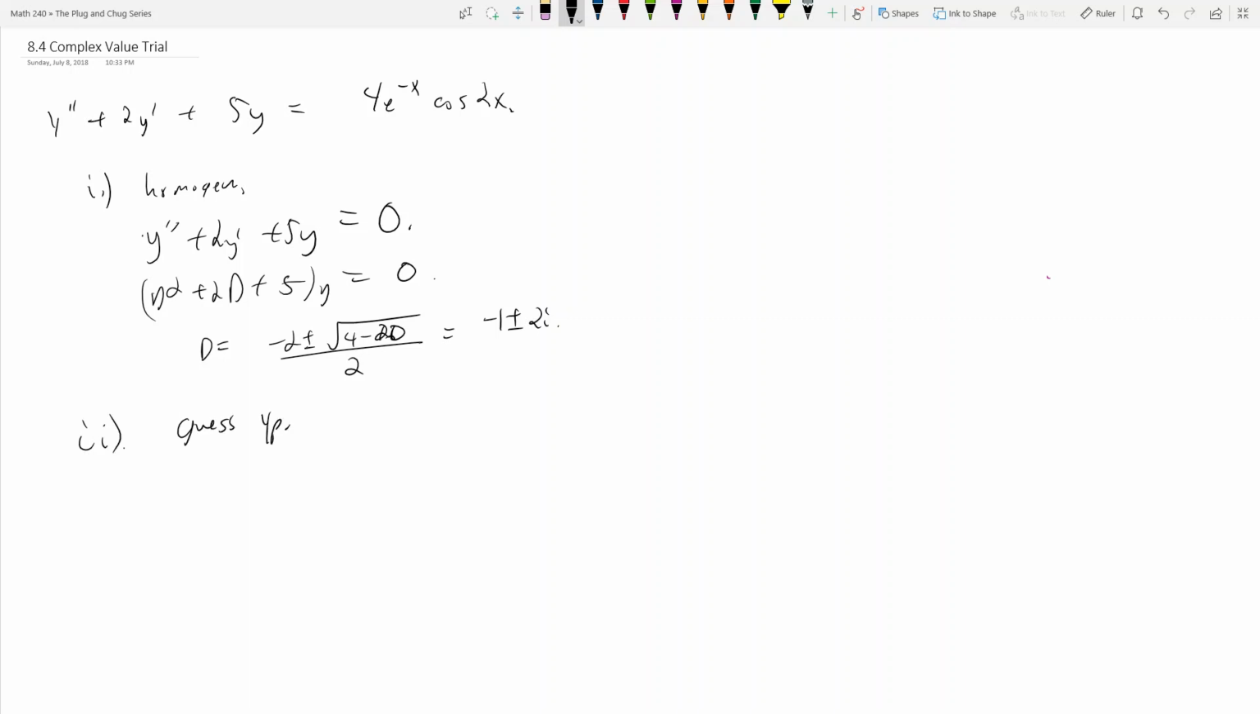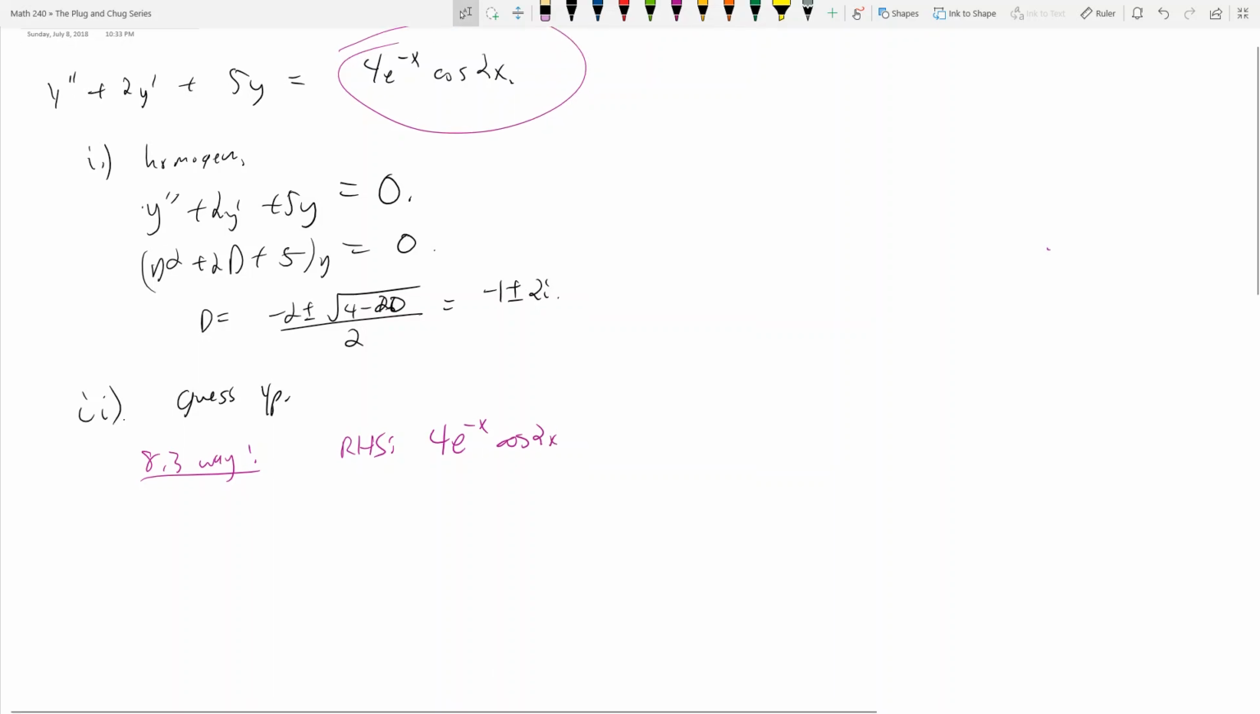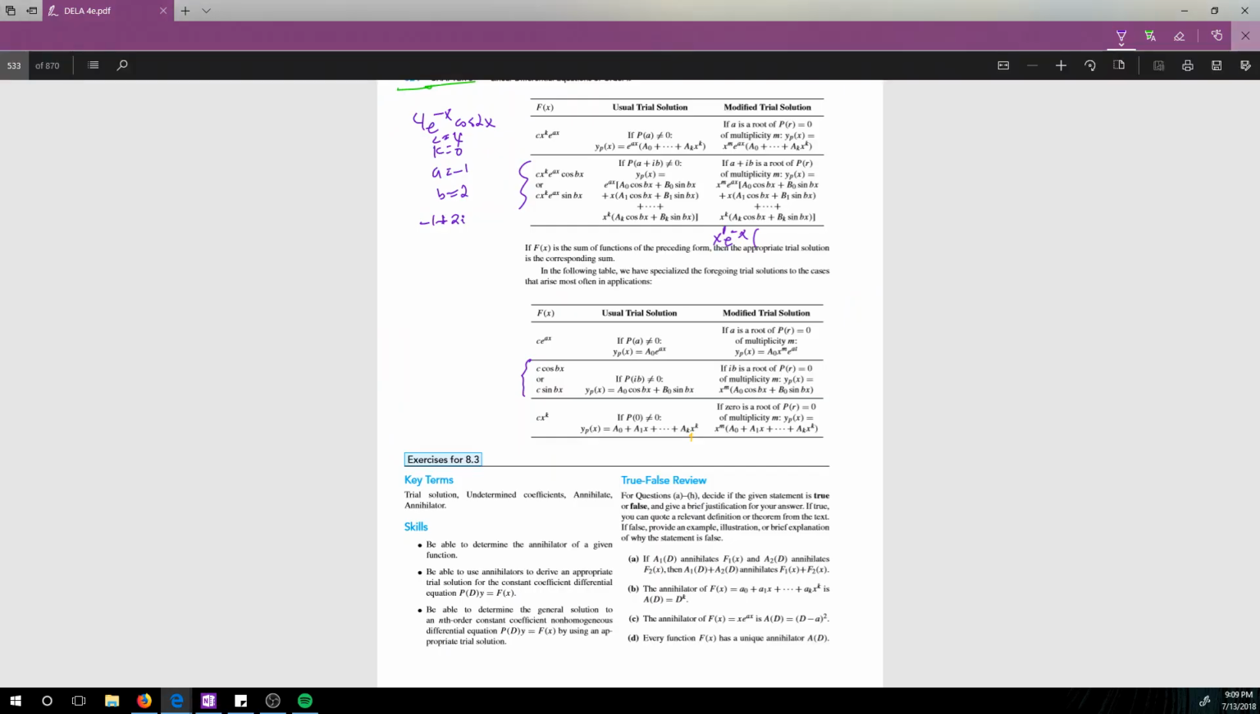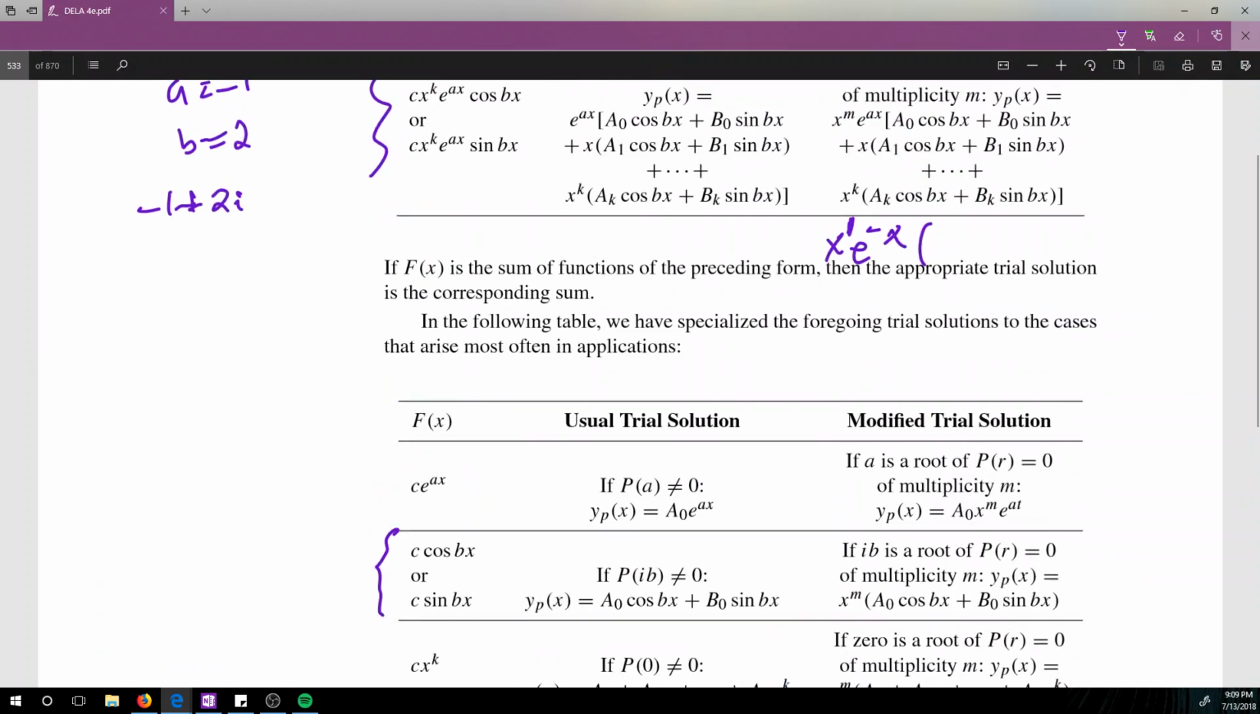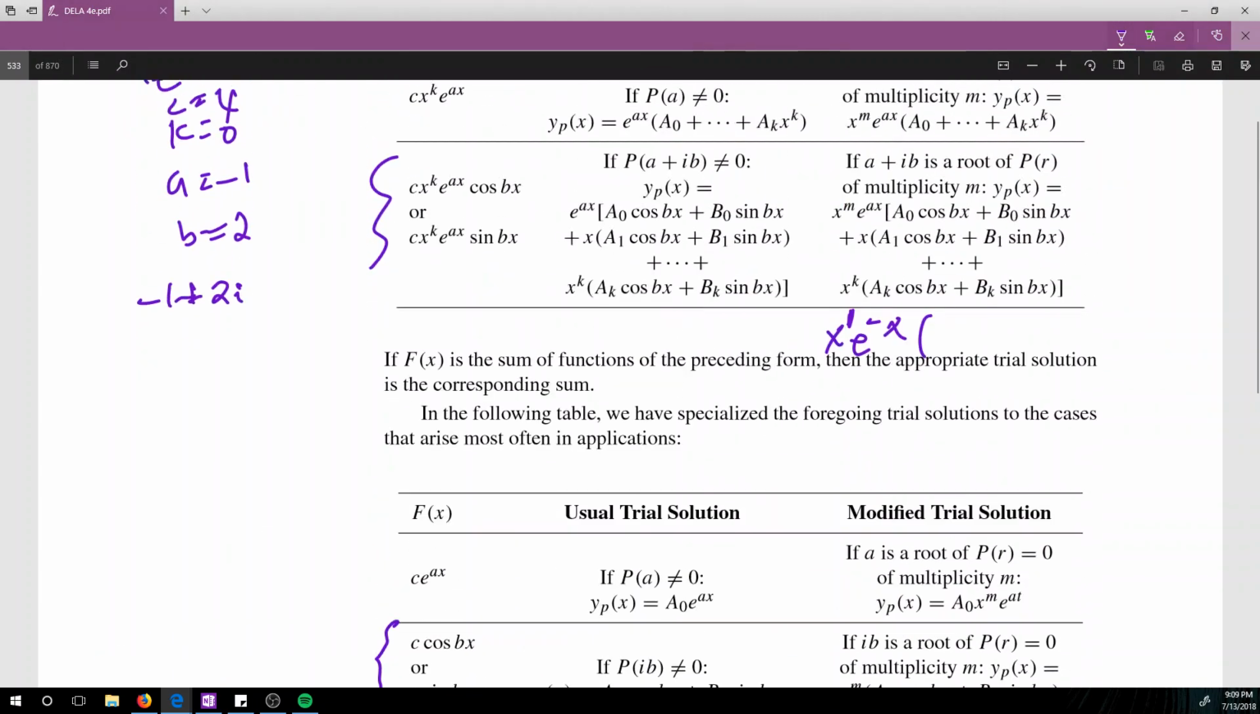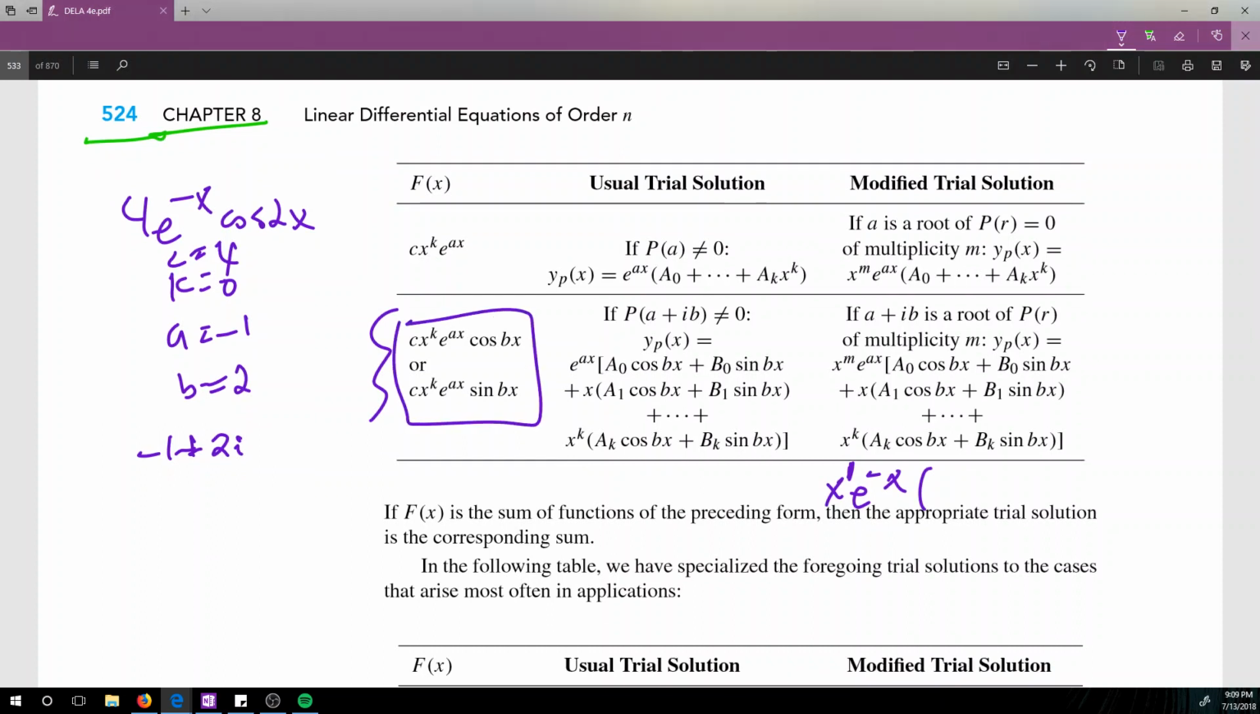Now there are two ways to do it. There's the 8.3 way, which I'll talk about right now. The 8.3 way tells us to look at the right-hand side, which is 4e to the negative x cosine 2x. If we pull up our book, we have this case right here, where we have c x to the k e to the ax, and so we have 4 e to the negative x cosine 2x.